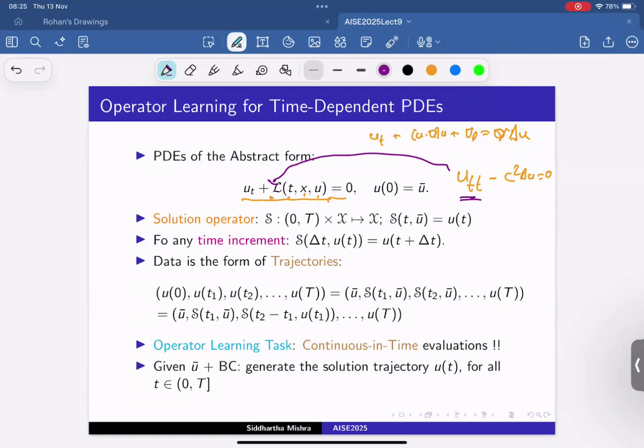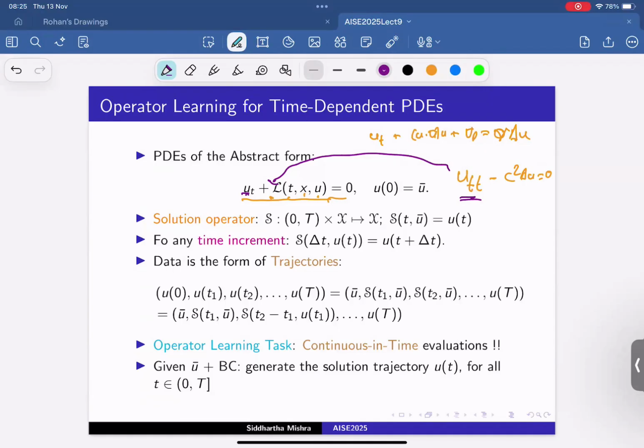But what you do is that you just write them out as a system, right? Because I never told you what is the dimension of u. This could be a vector. So you make the displacement an unknown and you make the velocity an unknown, and then you can do that, right? So this is the abstract form that works for almost all time dependent PDEs. There are some exceptions, but this is the abstract form that you'll work with.